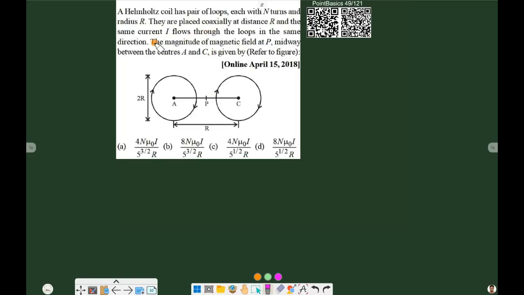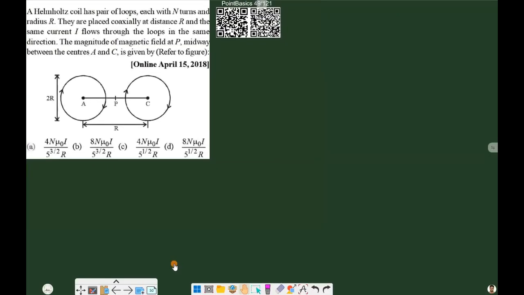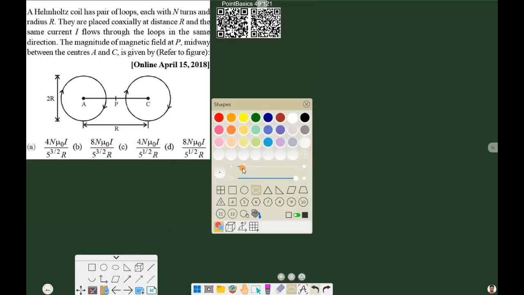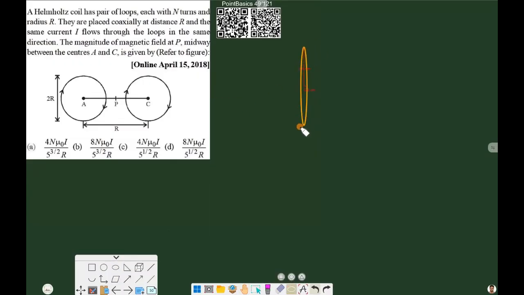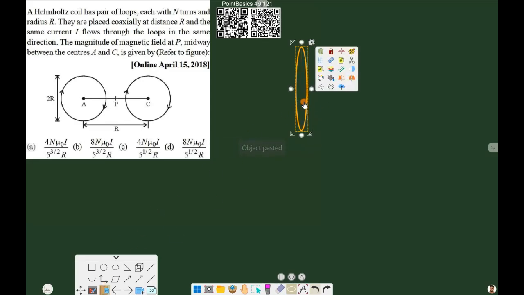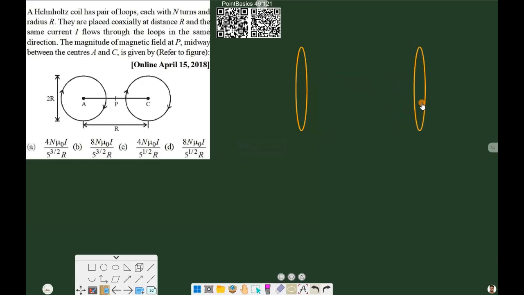So it is mentioned that they are placed coaxially. From this diagram, it is not clear how they are placed, so let me draw a different diagram to make it clear. Suppose this is our first loop, and let's copy it, and here we will have the second loop. They are placed coaxially, which means their centers lie on the same axis. Something like this.